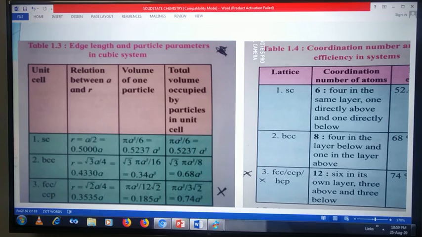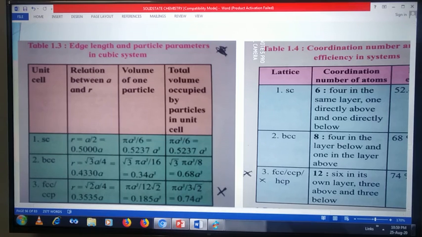So here we have 4 upon 12, that is 1 by 3. So we get the relation pi a cube upon 3 root 2. Again we get the relation, that is, the total volume occupied by the particles in FCC or CCP type of unit cell is 0.74 a cube. So this third point actually is omitted or deleted from your syllabus for this year.